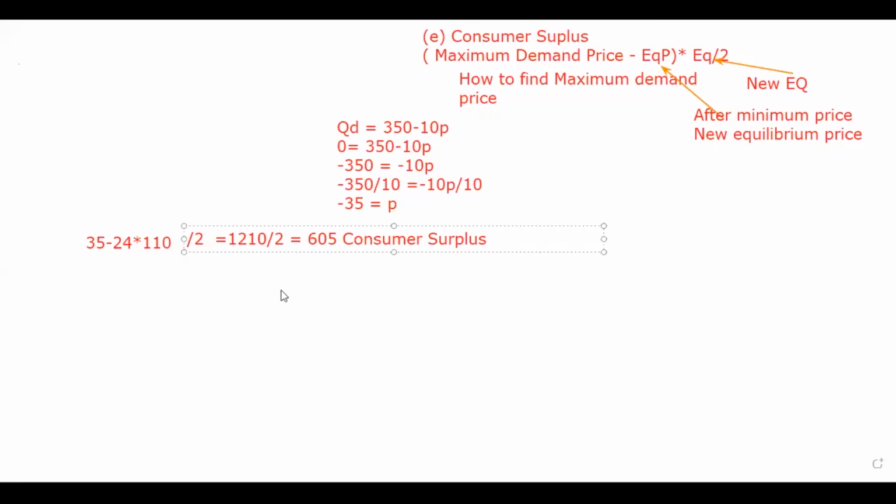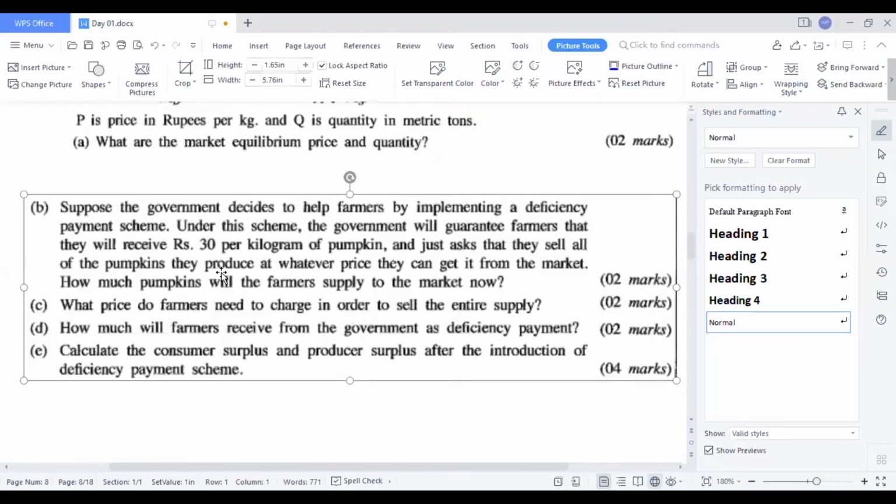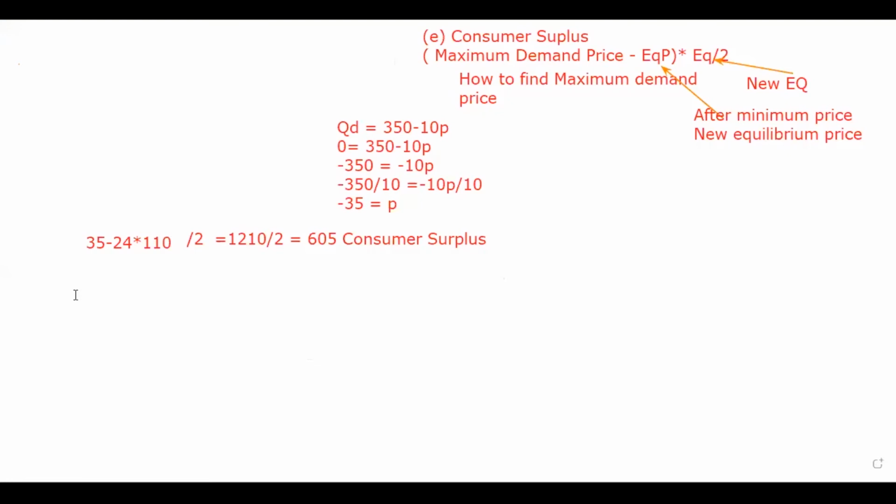The next question of the sum says: calculate the consumer surplus and producer surplus after the introduction of the deficiency payment scheme. So deficiency payment scheme, minimum pricing, guaranteed pricing, everything is the same. Don't get confused by the tricks of the examiner. So you need to write quantity supplied, QS, is equal to, and find the minimum pricing, guys. What is the formula they give me? Minus 40 plus 5P. To find my minimum pricing, I will take Q as 0, so 0 is equal to minus 40 plus 5P.